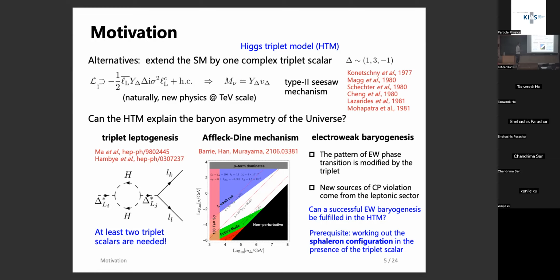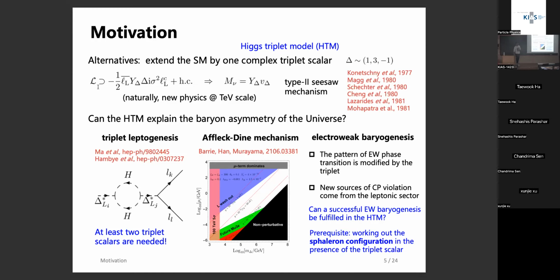And very recently, there is a work which claimed that the inclusion of only one triplet scalar is enough to generate the observed baryon asymmetry of the universe through the Affleck-Dine-like mechanism. And at the same time, the triplet scalar can also play a role as an inflaton. This is a very interesting work. However, in this framework, we need to assume some non-minimal coupling between the triplet scalar and the graviton. And in this talk, I will mainly focus on a more traditional scenario, which is electroweak baryogenesis.